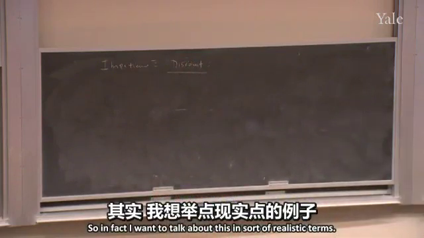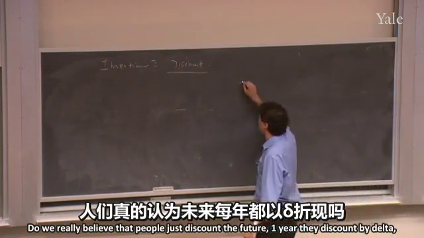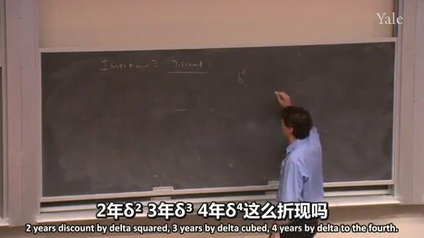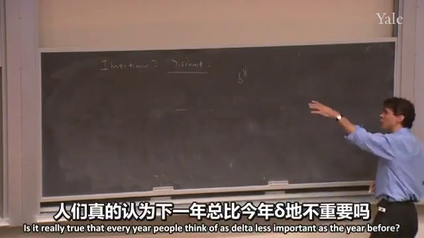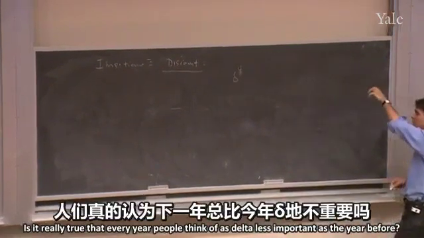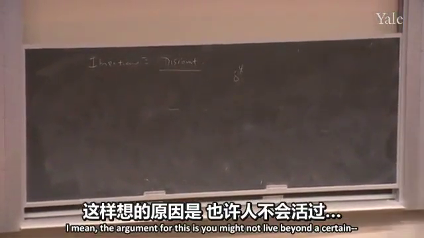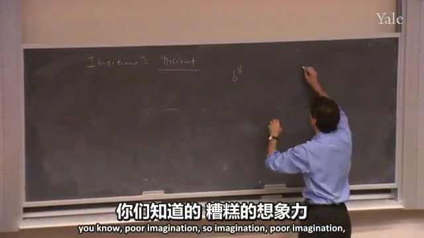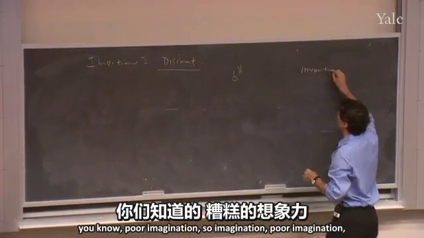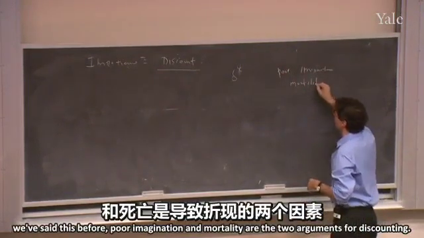So, in fact, I want to talk about this in realistic terms. Do we really believe that people just discount the future? That in 1 year they discount by delta, 2 years by delta squared, 3 years by delta cubed, 4 years by delta to the fourth? Is it really true that every year people think of as delta less important than the year before? The arguments for that are that you might not live beyond a certain point, or poor imagination. We've said this before: poor imagination and mortality are the two arguments for discounting.